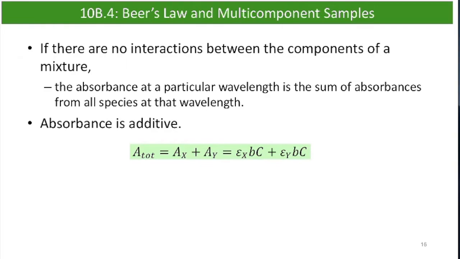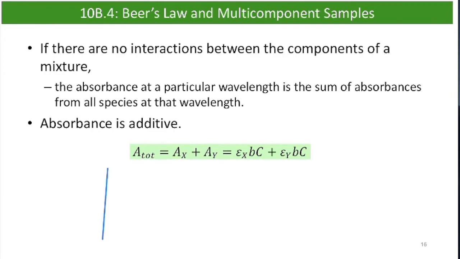So what if we have a multi-component sample? Say there are 2 different metals in solution, both with different colors, and they absorb at different wavelengths. If there is no interaction between the compounds of a mixture, then the absorbance at a particular wavelength is the sum of the absorbances from all species at that wavelength. For example, if we have a cobalt and a chromium solution, each with its respective maximum wavelength, chromium might absorb at a specific wavelength and cobalt at a different wavelength, but at some point in their absorbance spectra, they might overlap in how much they absorb.